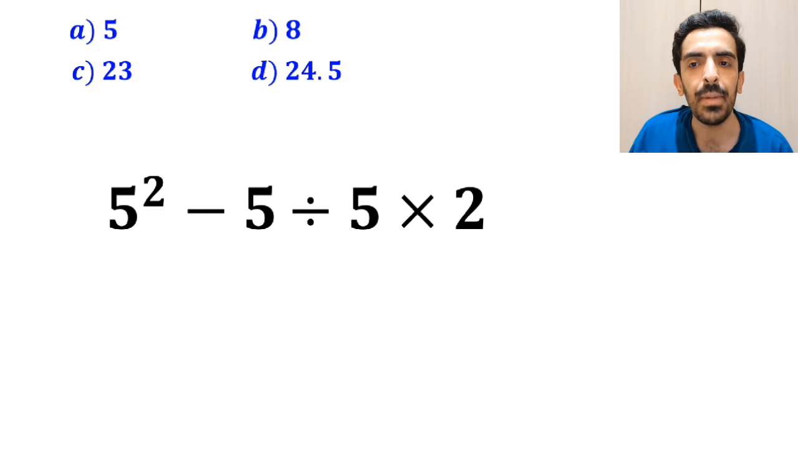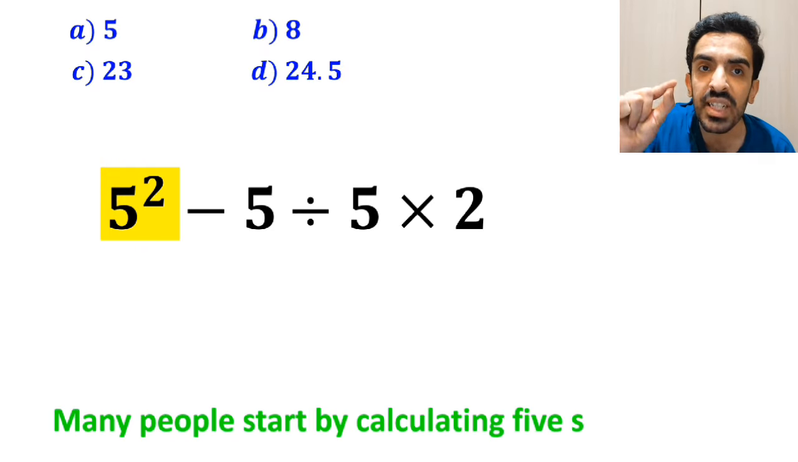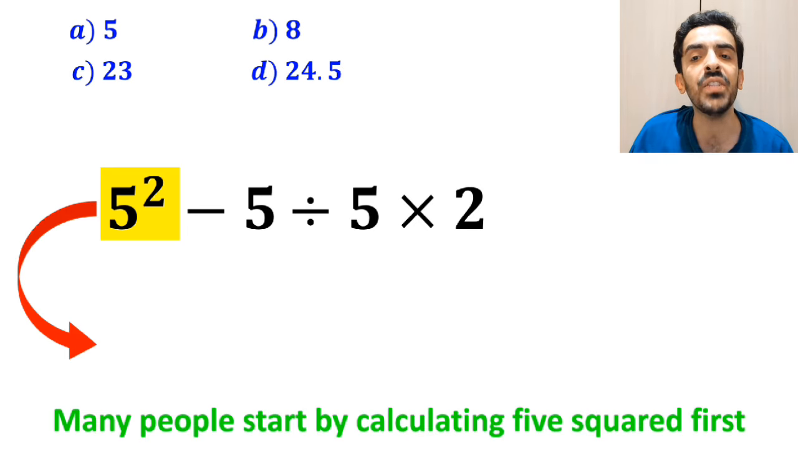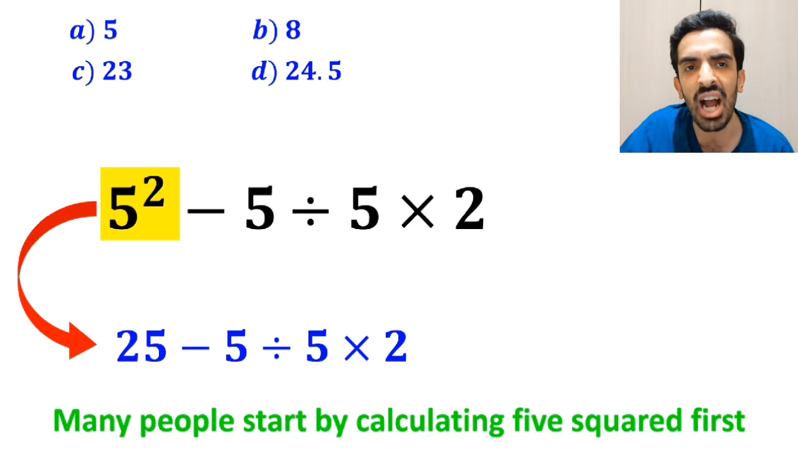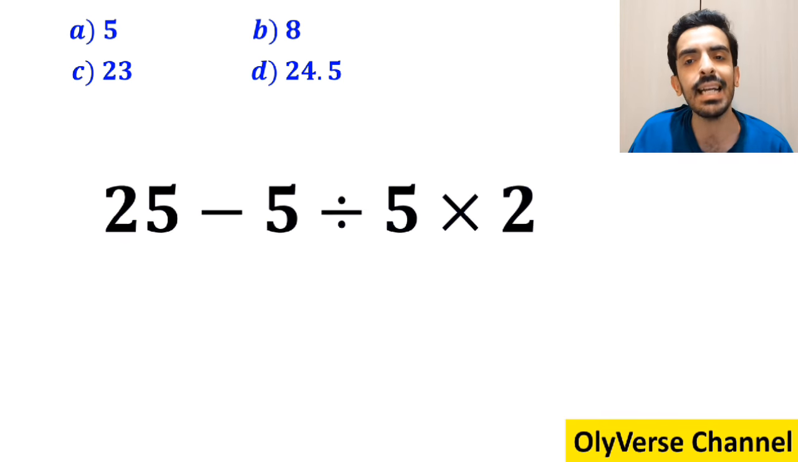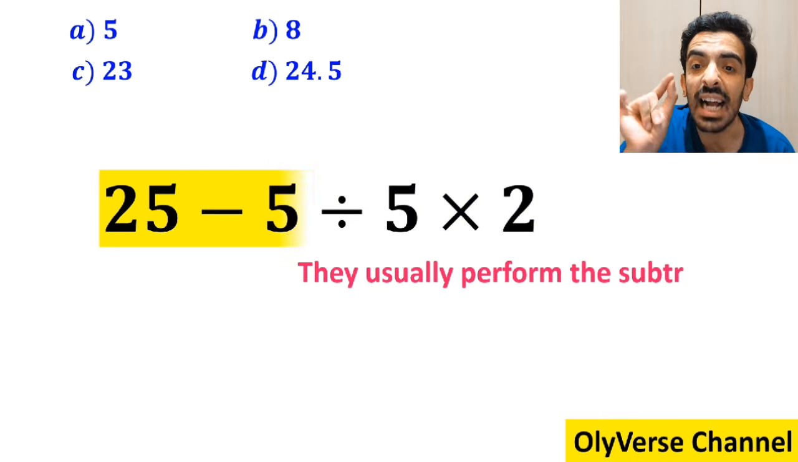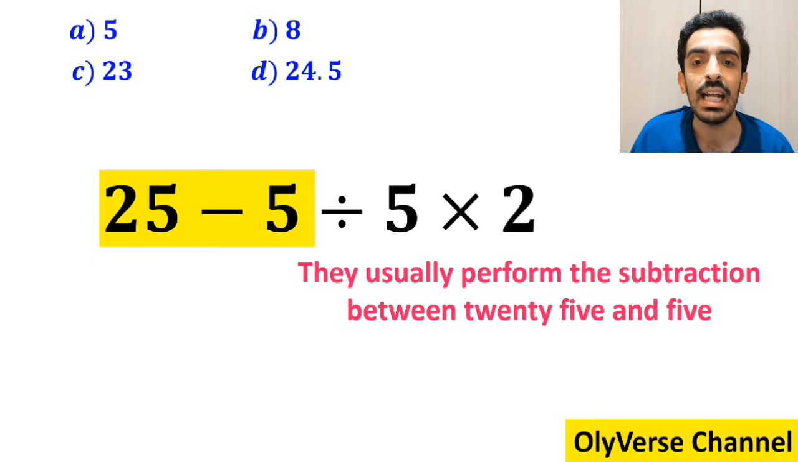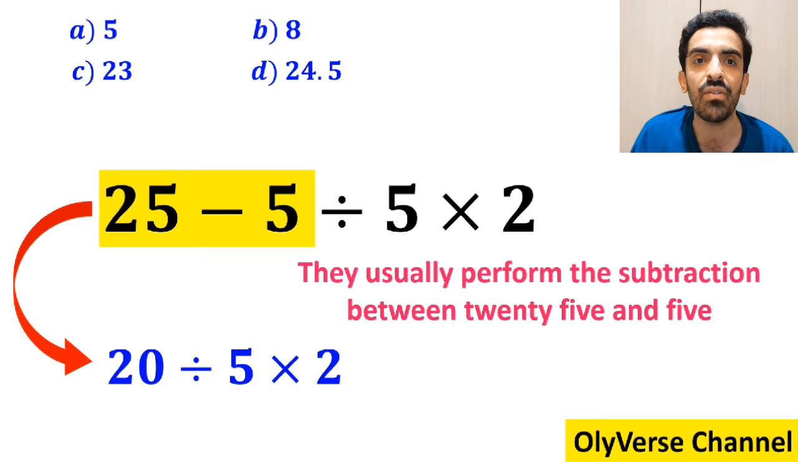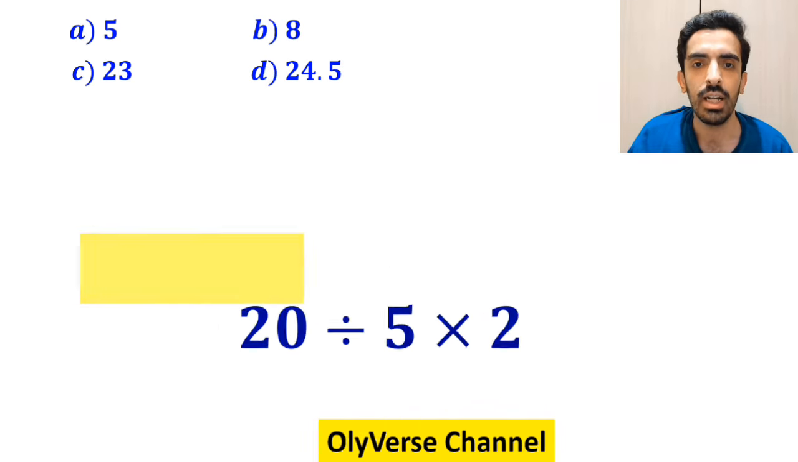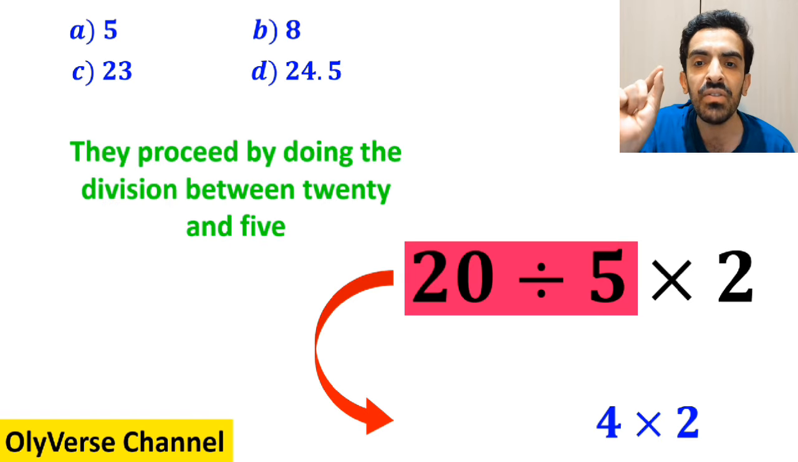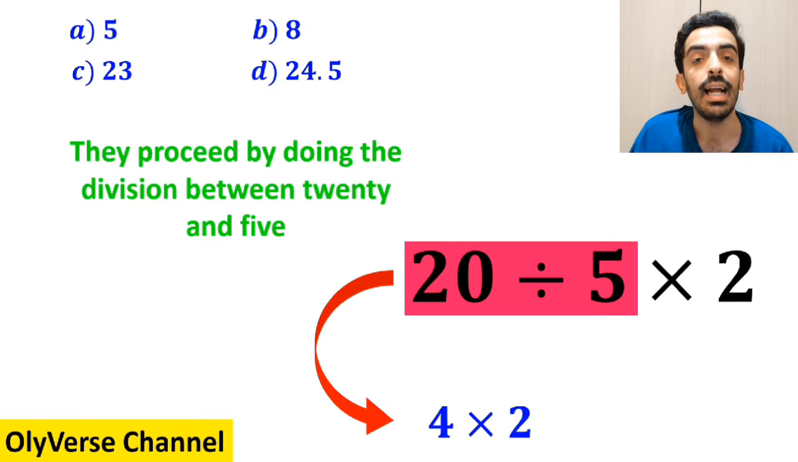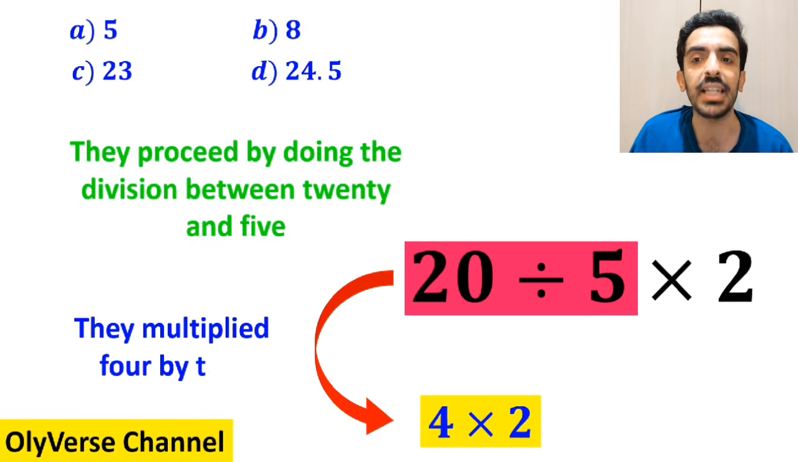To solve this problem, many people start by calculating 5 squared first. And instead of the original expression, they rewrite it as 25 minus 5 divided by 5 times 2. In the next step, they usually perform the subtraction between 25 and 5, simplifying this expression to 20 divided by 5 times 2. Then, they proceed by doing the division between 20 and 5, which gives them 4 times 2. And finally, they multiply 4 by 2, which ends up with the answer 8.